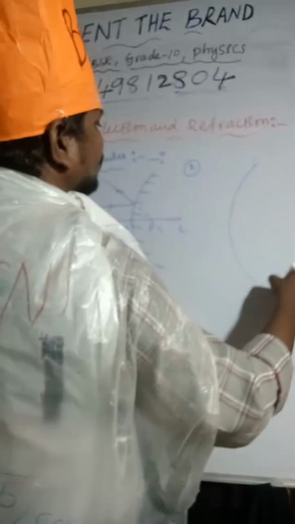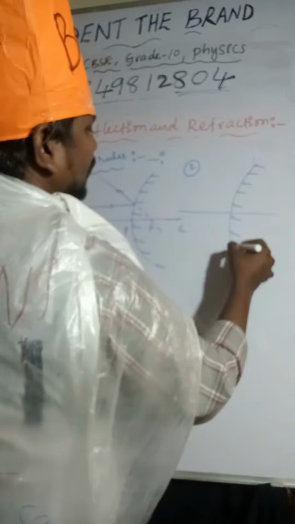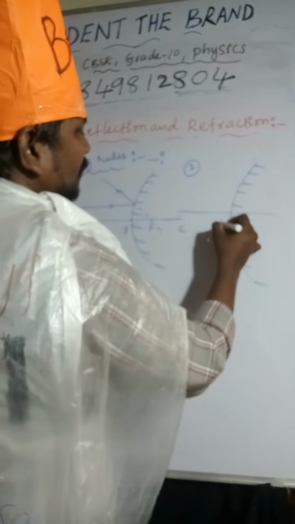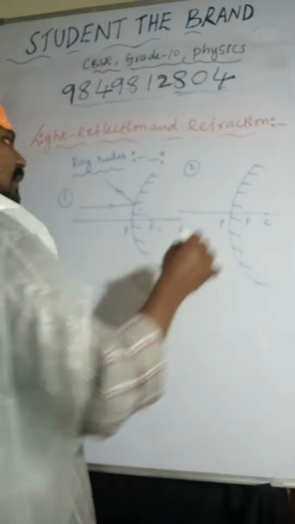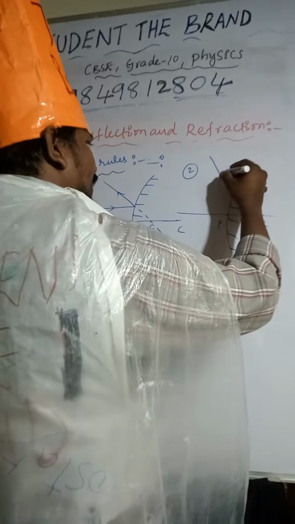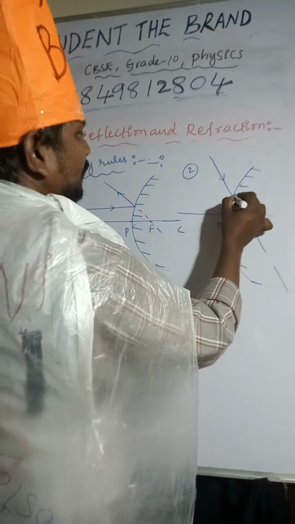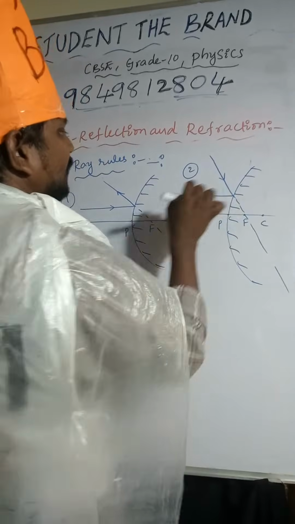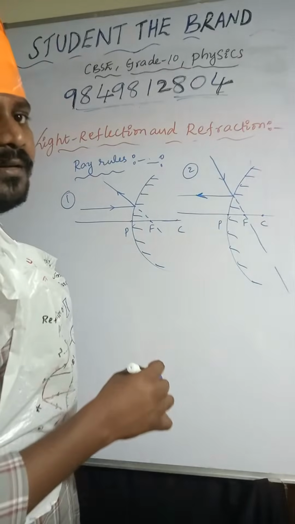Coming to point number 2, ray rules. I am taking a convex mirror like this. Here is the pole, focus, center of curvature. A light ray is coming through the focus, so you have to draw like this. After reflection, it moves towards infinity.